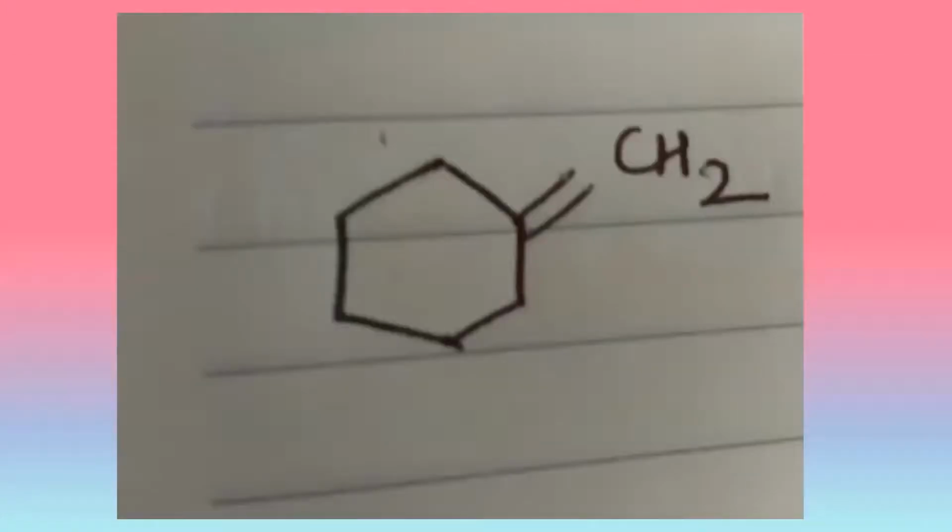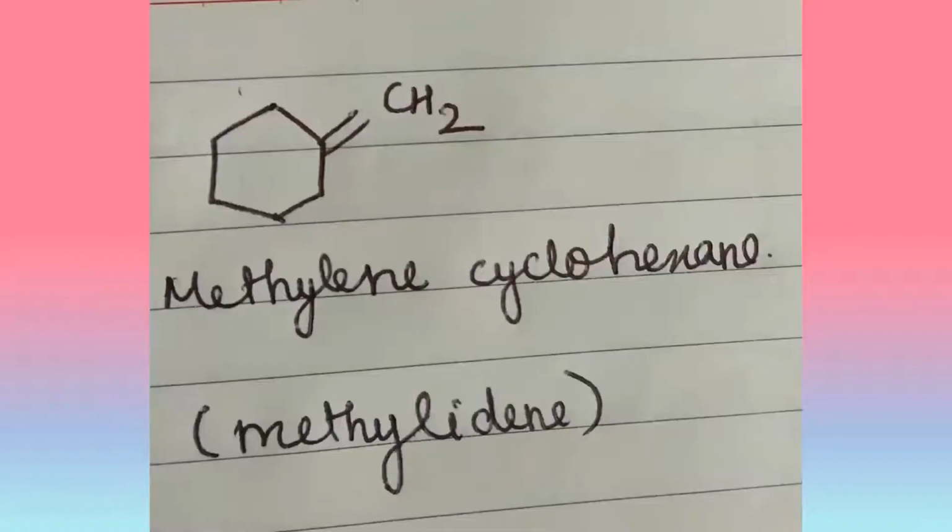Now coming to our next example. Here you see it's a cyclic compound that has a double bond attached to it. And we all know that a double bond gets more priority when compared to a single bond, and hence its name is methylene cyclohexane. So whenever you're naming these cyclic compounds, do not forget to write the name cyclo, because it's a cyclic compound. And so the name here is methylene cyclohexane.